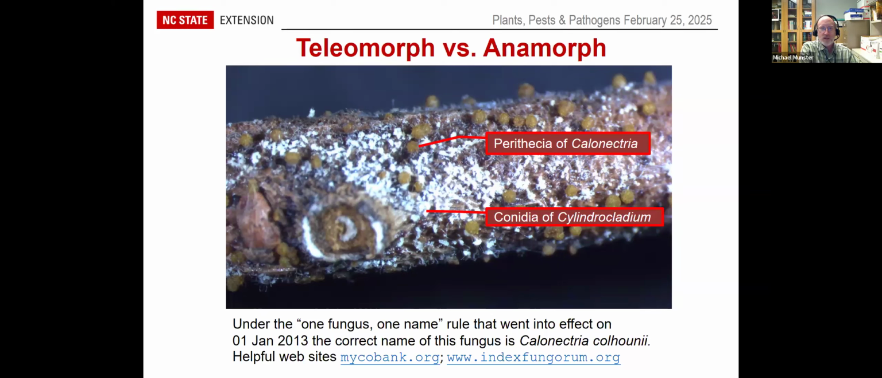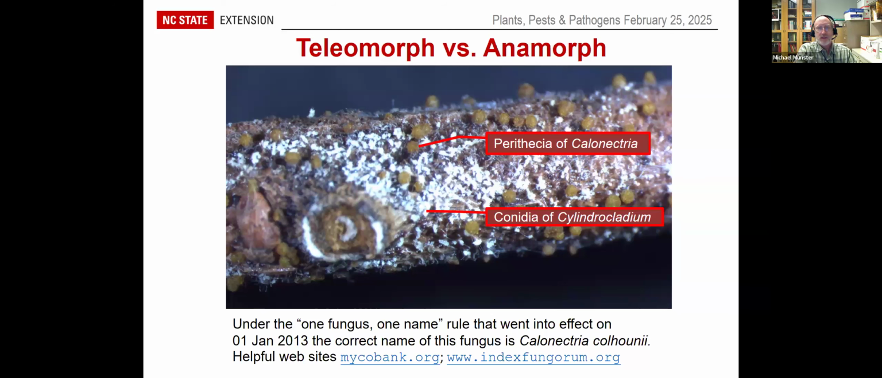Then a rule went into effect in 2013. Wow, it's been a long time now. That was called the one fungus, one name rule. And that specified that you can only have one valid name for the fungus, not two anymore. This, of course, caused some consternation and some adjustments.